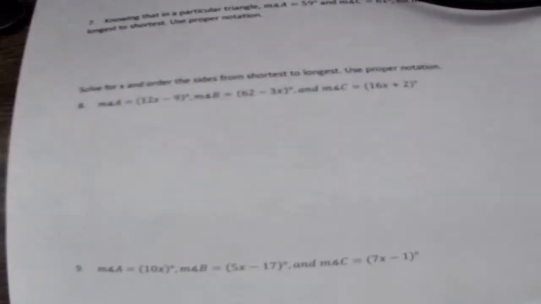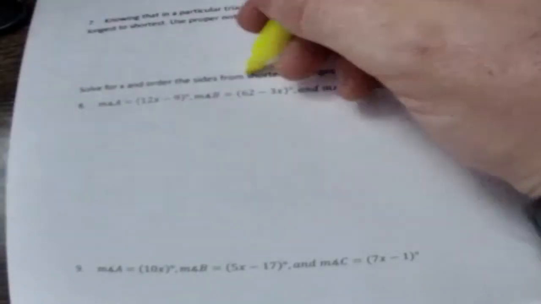Okay, so now number 8. Number 8 says solve for x and order the sides from shortest to longest. So again, make sure you pay attention to this. A lot of times where people make the mistake is not because they don't know how to do it, they just get lazy and don't read the either shortest to longest or longest to shortest part.